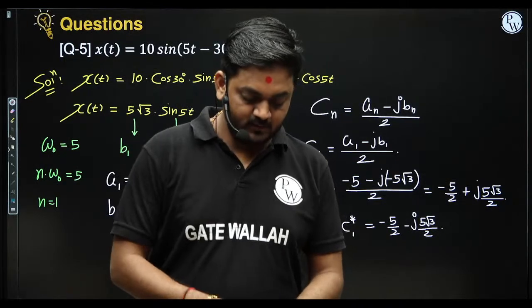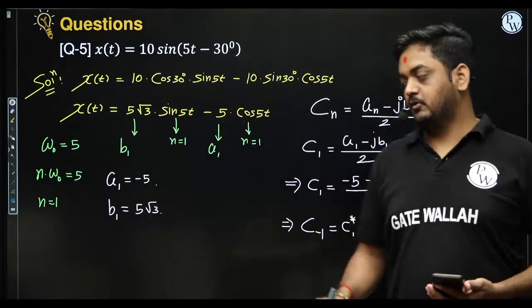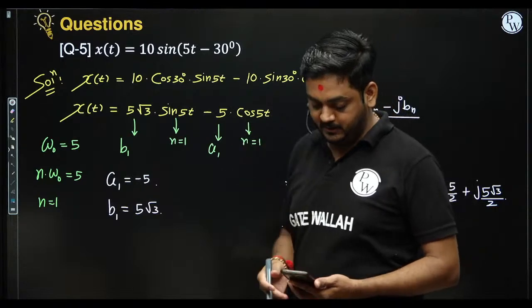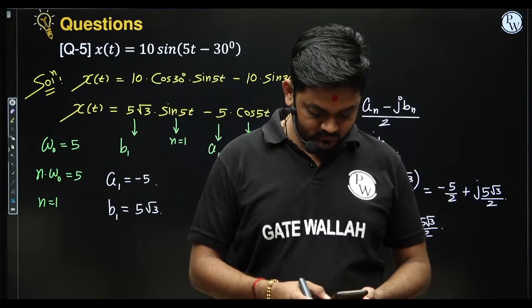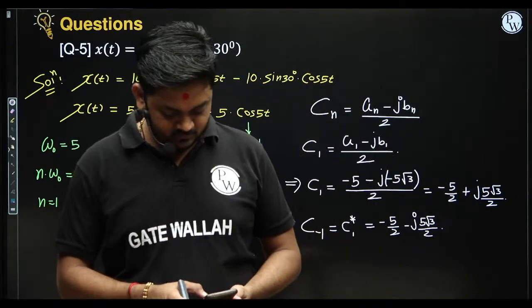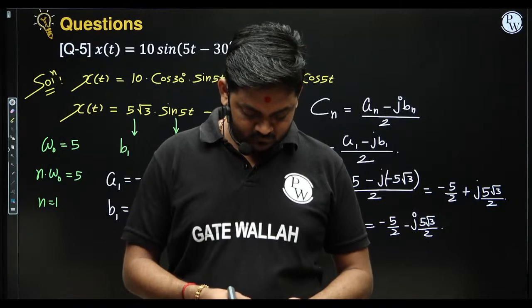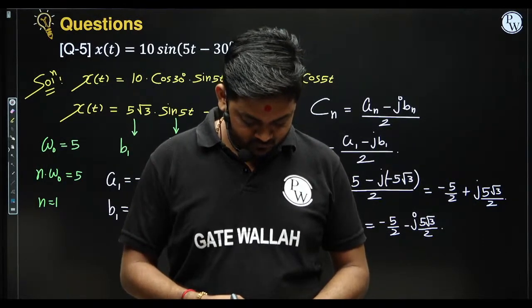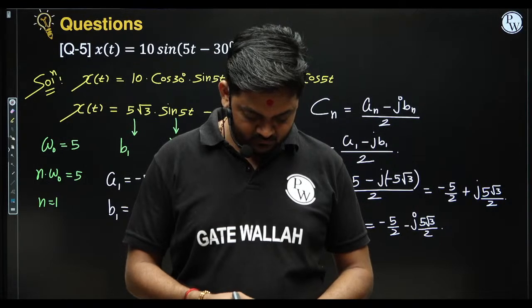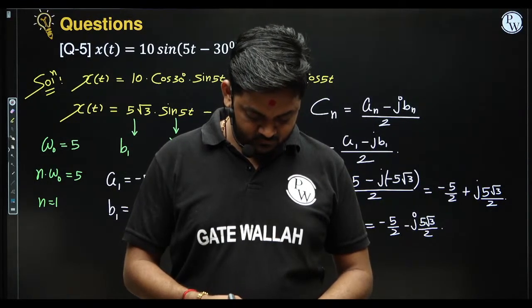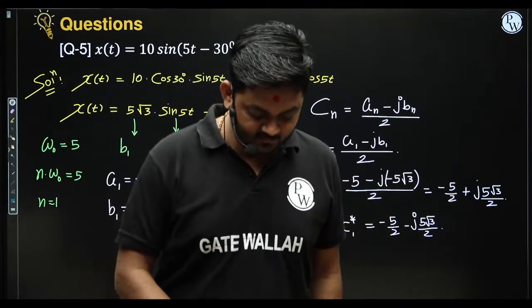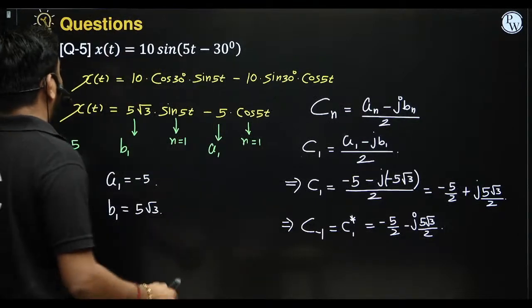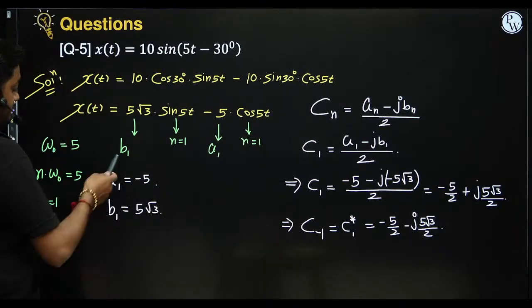Is this clear to each and everyone? So in this way also we can calculate the exponential Fourier series coefficient. They can ask to find the exponential Fourier series coefficients also. Correct? Any doubt in this, guys? I hope all the students are getting what I am saying. Fine? Very good. So this is the exponential Fourier series coefficient, and that was the trigonometric Fourier series coefficient. Let us solve the next question.